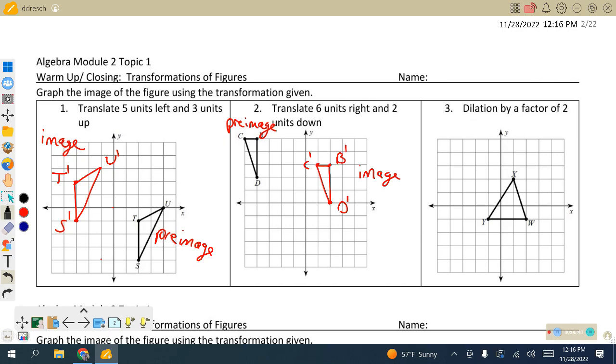So we want to take this one, and we're going to make it larger, because when we say dilate by a factor of 2, it means to double its size, okay? So how do we do that? All right, look at this picture here. Let's identify the coordinates for x. Where is x located? X is located at what? 1, 2. So once you know what the coordinates are, do the multiplication of that.